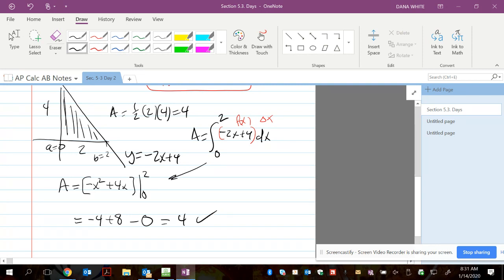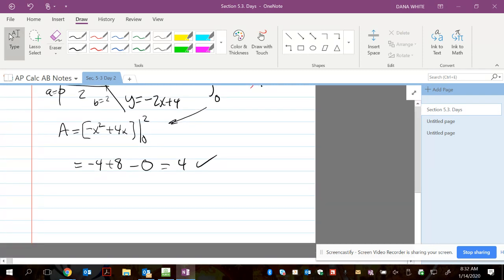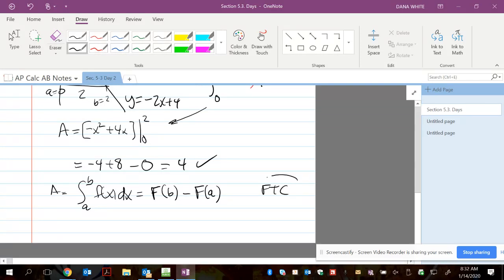It's the same answer. So the way it works when you're doing a definite integral, if I want area, it's the integral from a to b of f of x dx. Do we all agree that the antiderivative of little f is capital F? Remember that notation? But it's going to be capital F of b minus capital F of a. So you get the antiderivative evaluated at b, and you subtract the antiderivative evaluated at a. This is the first fundamental theorem of calculus. It's kind of important.